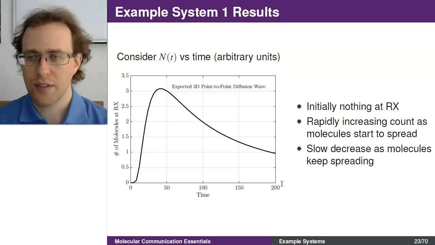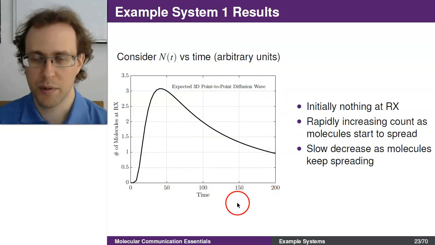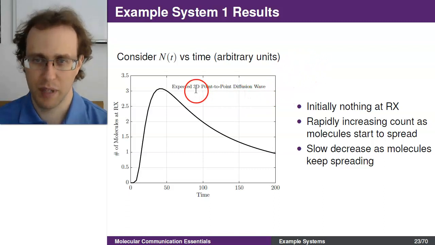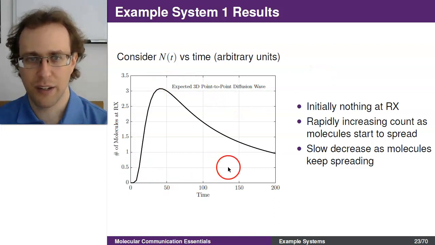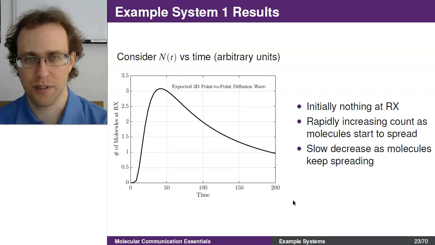Results from these expressions. So if we were to plot this number of molecules over time, we'll get this curve, which I introduced earlier without really describing what it was for, but this is the curve for the expected 3D point-to-point diffusion, or really point to volume. I can't recall whether this curve was actually generated from the integral over the receiver or assuming that the receiver was uniform. Both curves look extremely similar.